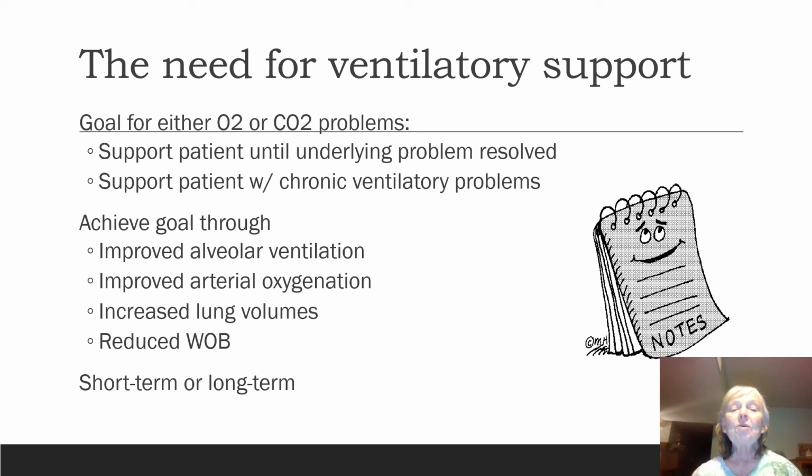We want to improve the arterial oxygenation. Remember, we just did a definition of severe hypoxemia: PaO2 less than 60 millimeters of mercury on any FiO2 of 50% or greater, or any PaO2 less than 40, regardless of what the O2 is at that point. We want to increase the lung volume so that they can breathe better, and we also want to reduce their work of breathing. Do we know by looking at a patient whether they are going to be on the vent for a long period of time, or for a shorter period of time? We really don't know until we actually start taking care of that patient.